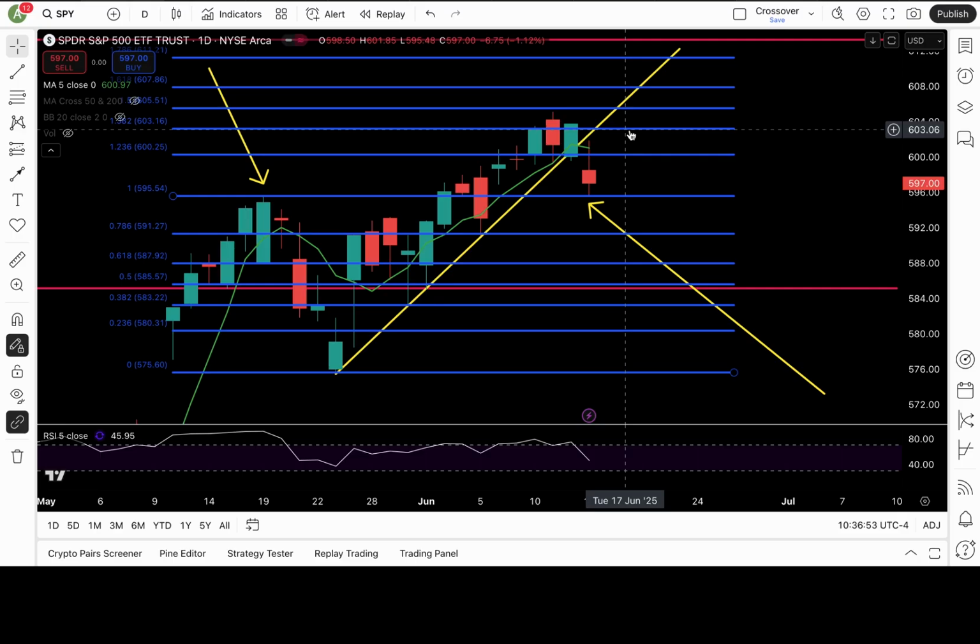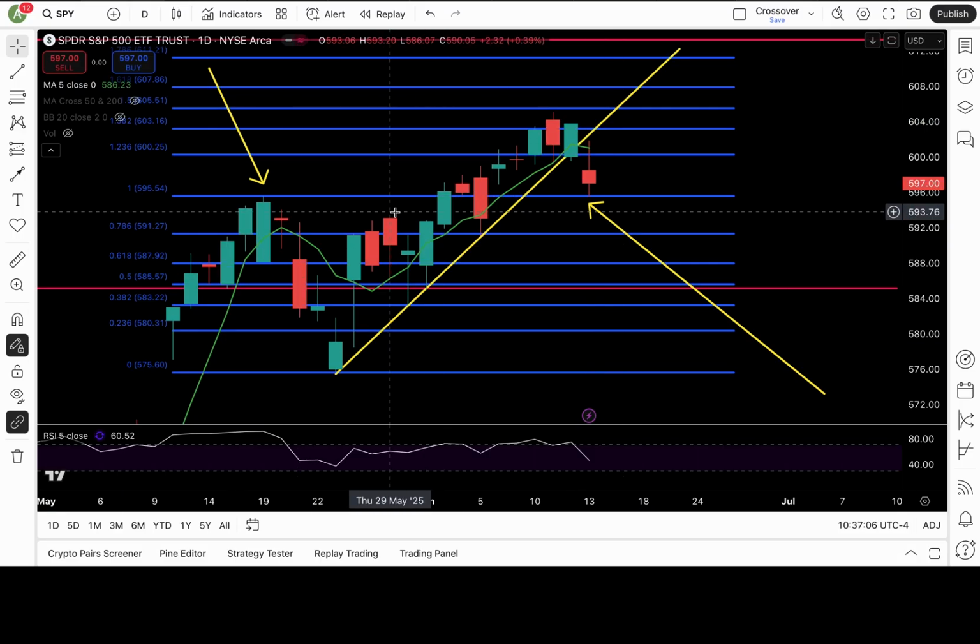But if the answer is no, and we break down 595.5, the price action is clearly telling us, keep it simple guys, this bullish structure is being invalidated, because the previous pivot high on the stairway up in the bull trend should be the new pivot low. That's the idea.